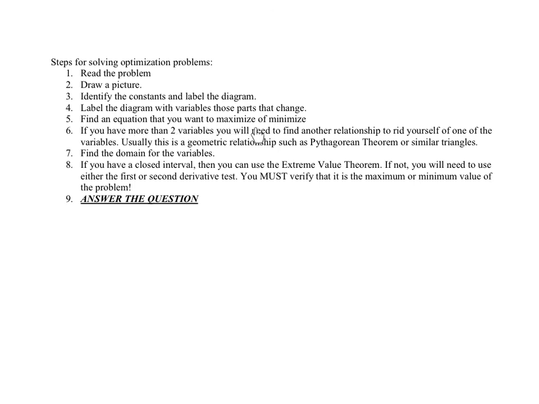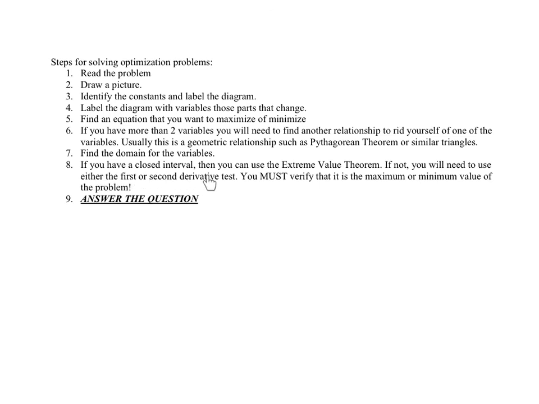Find an equation that you want to maximize or minimize. If you have more than two variables, you'll need to find another relationship to get rid of one of them. So we wanted area just in terms of x, or we wanted the product just in terms of x. Usually this is a geometrical relationship like the Pythagorean theorem or some kind of triangle relationship. Find the domain of the variables. All that the domain does for us is, if we find multiple critical values, one of them might fall outside of that domain.